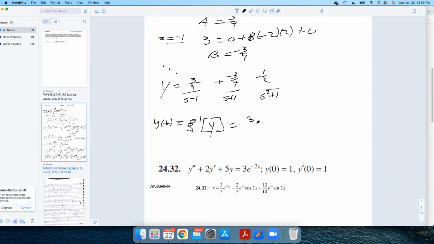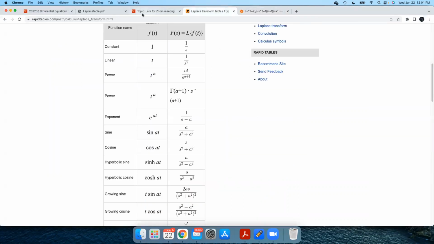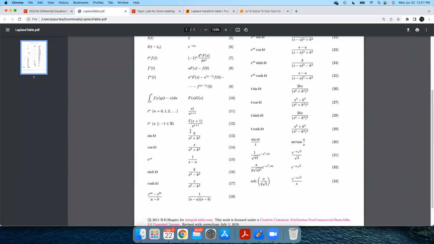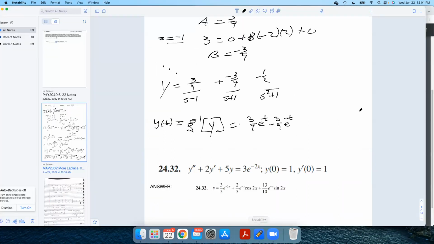That is going to be 3/4 e to the t. That's e to the negative t. This is going to be, let's see, I think that is a sine of kt. K equals 1. Yep, that's just a sine of t. So the negative 1/2 just comes along for the ride. We get sine of 1t. And we have solved the differential equation without doing any calculus at all.